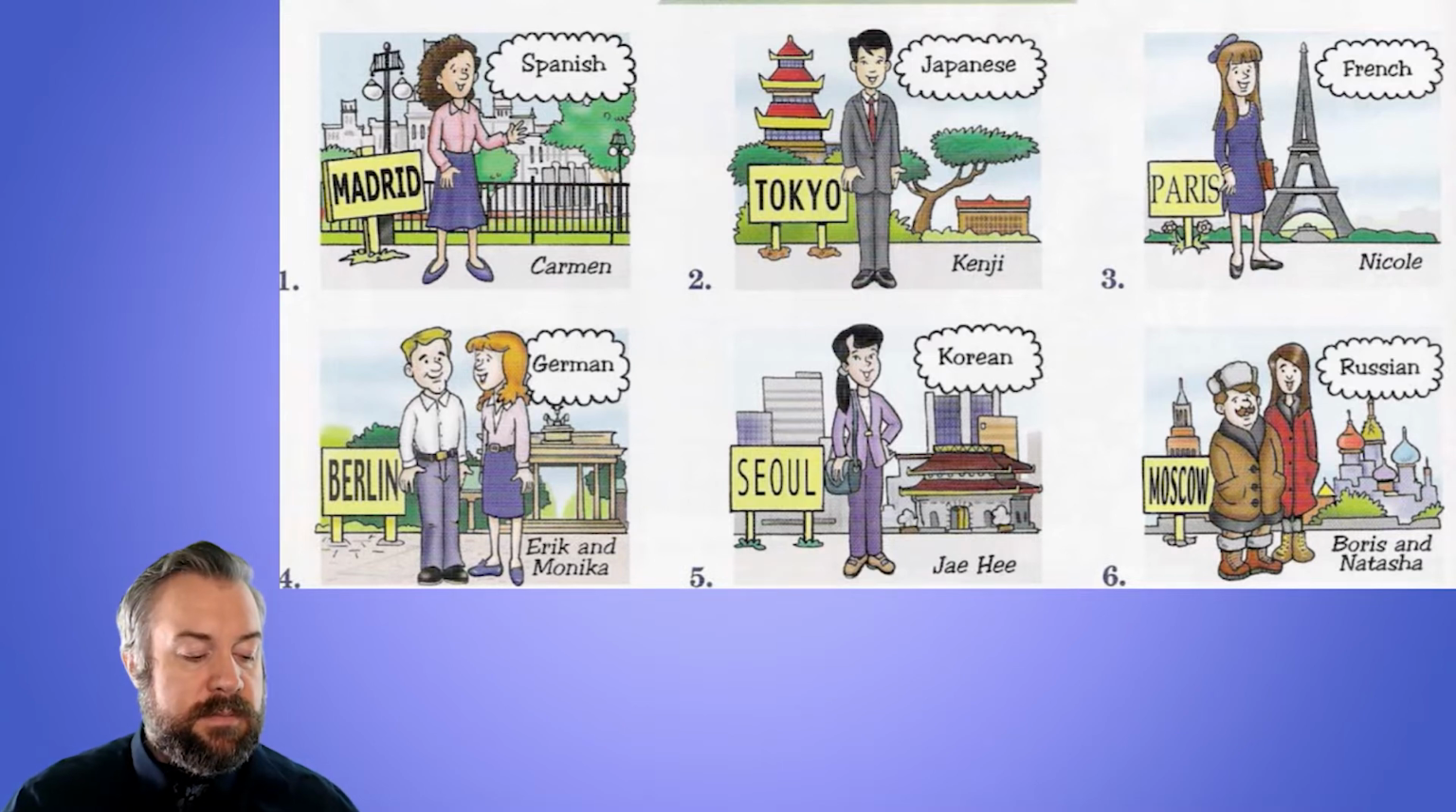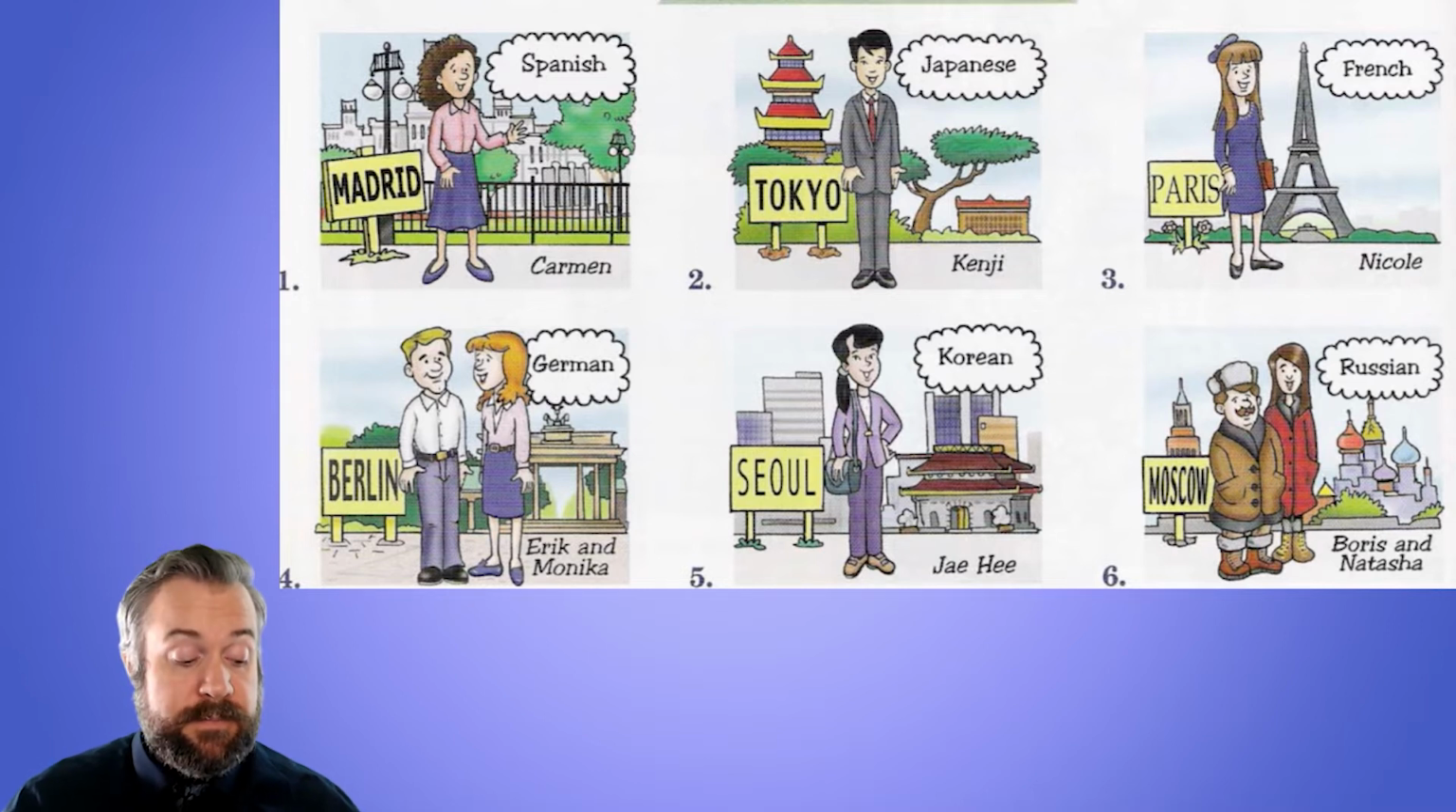Number 3. What is your name? Where do you live? What language do you speak? What do you do every day? Number 4. What are your names? Where do you live? What language do you speak? And what do you do every day?